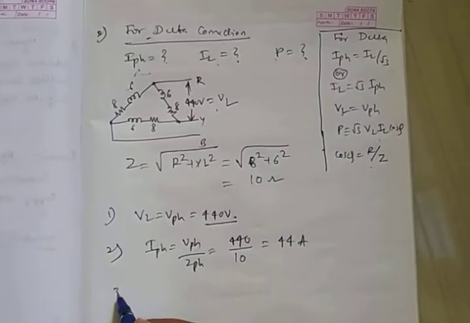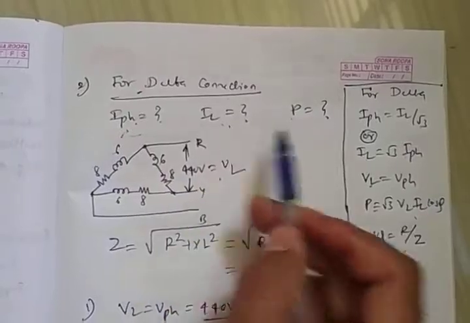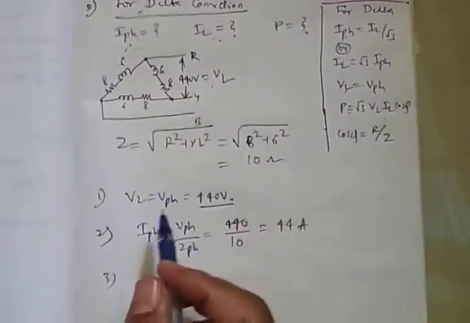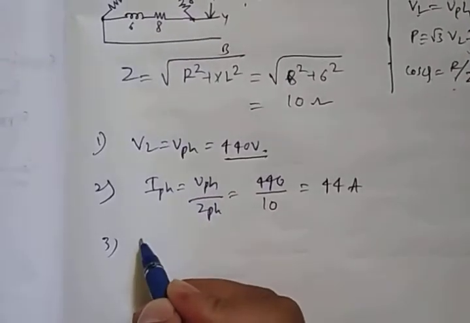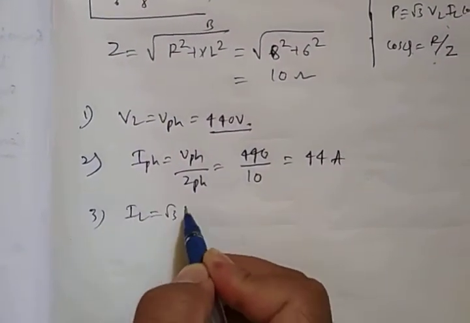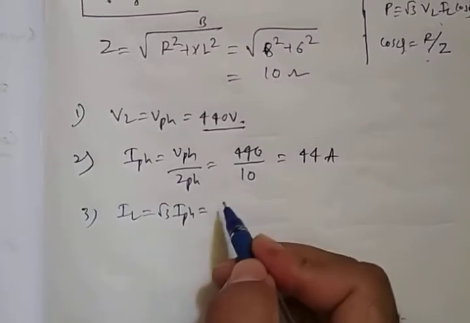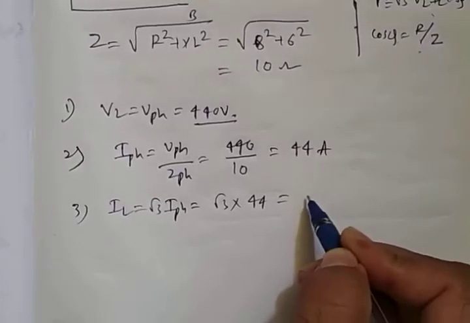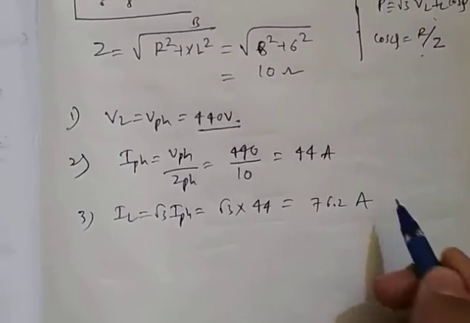IPH is done. Then IL, what is the relation between IPH and IL? IL is equal to root 3 IPH. Just compare the formula and get the answers. This is the formula for delta connection. Root 3 into IPH, which is 44, so you will get 76.2 ampere.